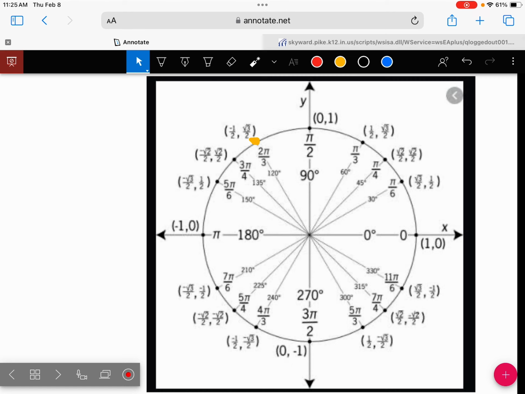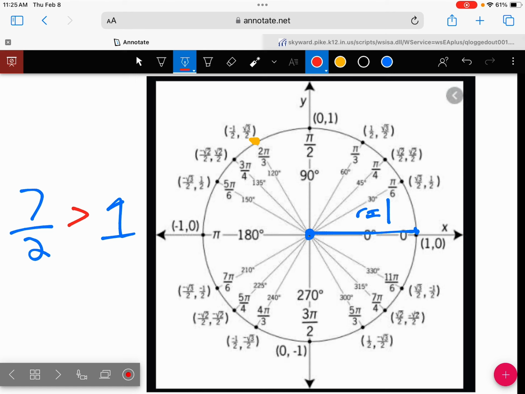What's the radius of our unit circle? Anybody? Pi? Not quite. That's the circumference, or half the circumference. 1, yes. Our unit circle from the origin to any point, aka its radius, is 1. Is 7 halves greater than or less than 1? Greater than 1. So our sine coordinate is going to be that y coordinate.